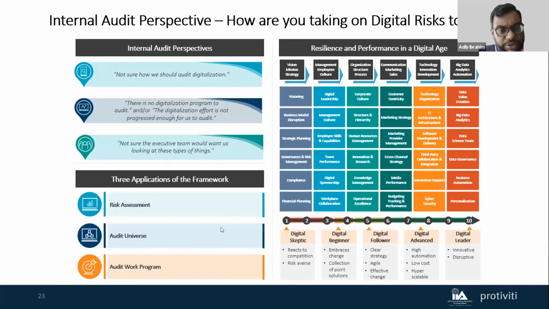Now, there is a question. There is the IIA maturity matrix. Do you think something similar will become a reality for automation in the days to come? A maturity matrix for automation and innovation? Absolutely.